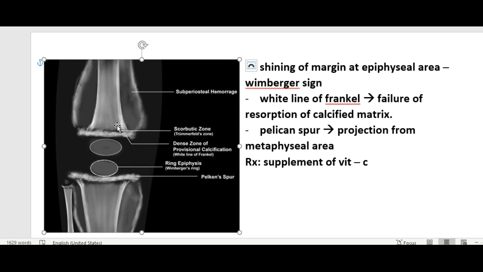This is a little translucent zone. Here you can see the blackish colored translucent zone which is present just below the white line of Frankel, that is the Trümmerfeld zone. This is the scorbutic zone. So these are the important markings on X-ray.